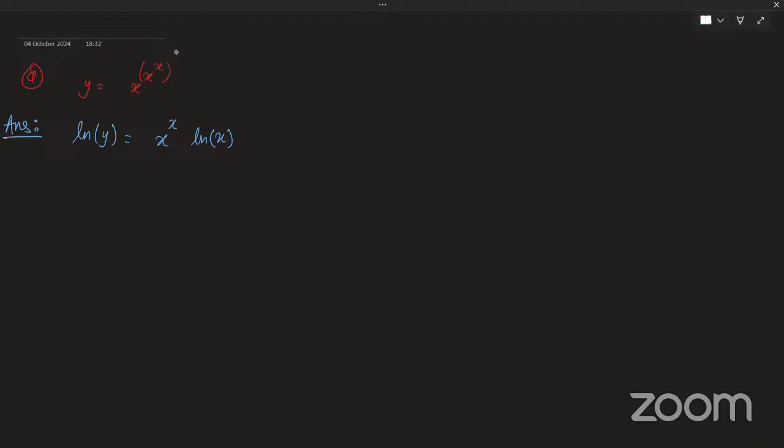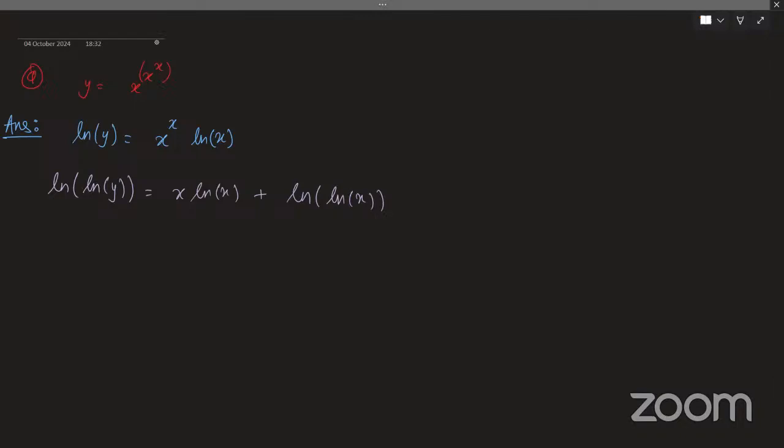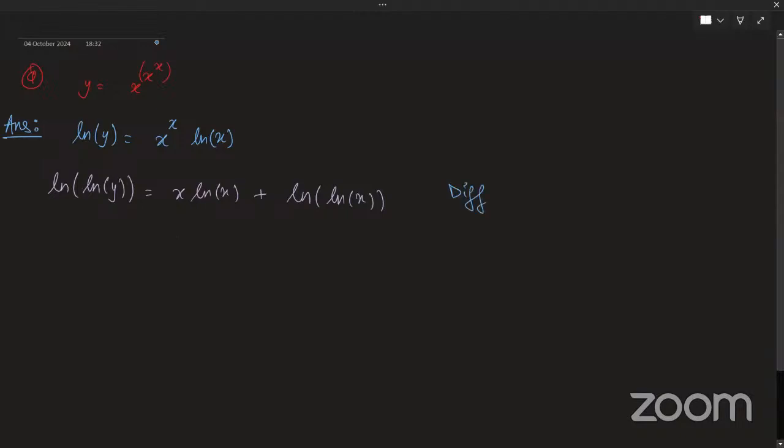Another method would be to take the logarithm of this equation. If I take the logarithm of this equation, it will become ln of y is equal to. These two functions are multiplied, so I will take the logarithm of the first function. It will be x into ln of x plus ln of x. Is this right, everyone? I have just taken the logarithm of both of these functions. I have got two functions multiplied, so my logarithm basically adds both of these. And in the first, I had x raised to x, so this x came out in front. So it became something like this. Now I ask you to differentiate this equation with respect to x.